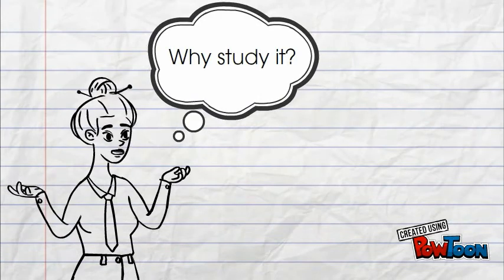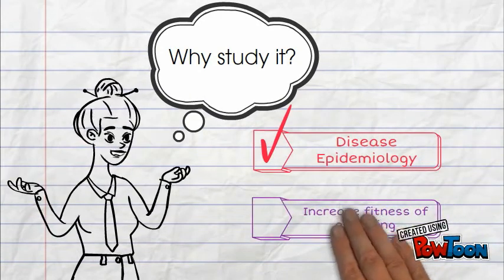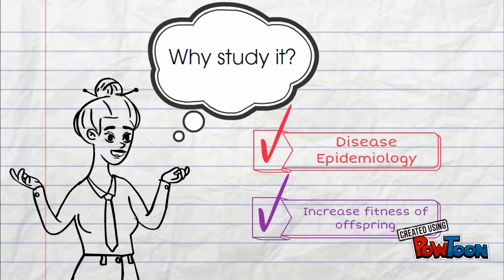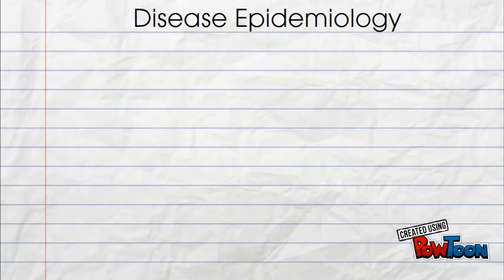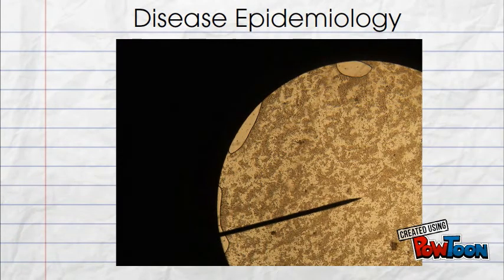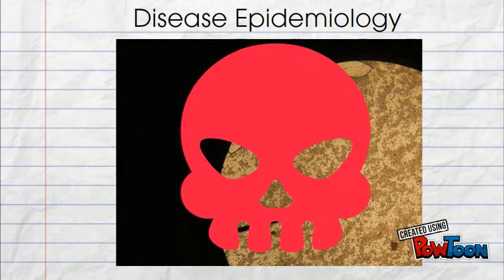Why study the evolution of sexual reproduction? For disease epidemiology and to increase the fitness of offspring. An example is the study of yeast, which is a human pathogen that can cause a pulmonary infection that soon spreads into the central nervous system.